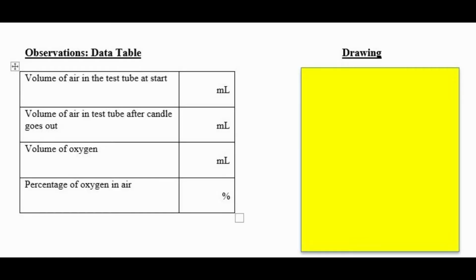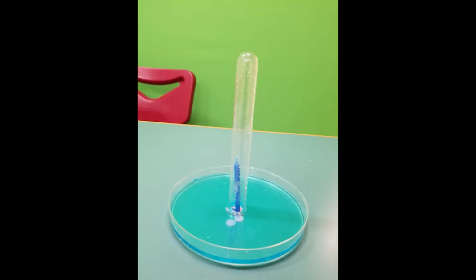Spencer, what should the students do? The students should go to the place on the lab that says drawing. They'll draw a picture of what the setup will look like. Students, you can pause this video now in order to draw your picture.